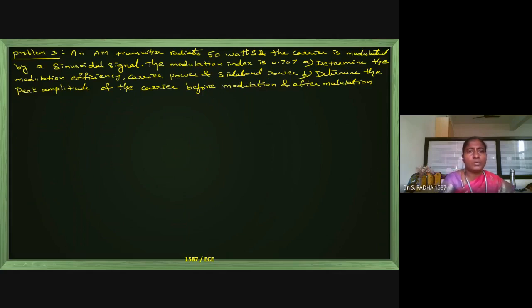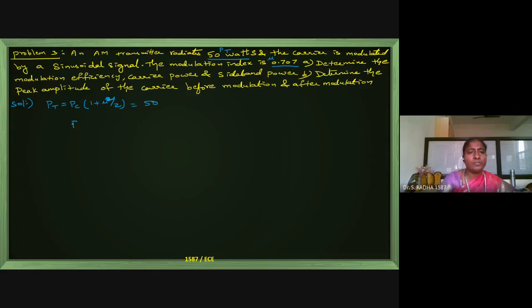Now, coming to the AM transmitter radiates 50 watts. This is the total power, PT. The carrier is modulated by a sinusoidal signal, and the modulation index is 0.707, which is the mu value. So coming to the solution, total power is PC into 1 plus mu square by 2, and it is given as 50 watts.